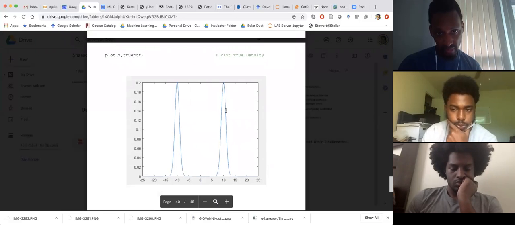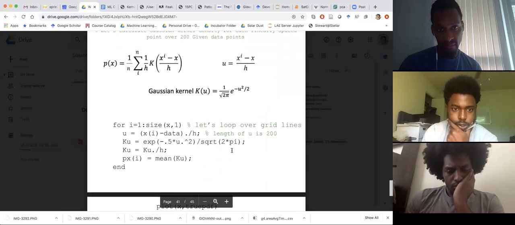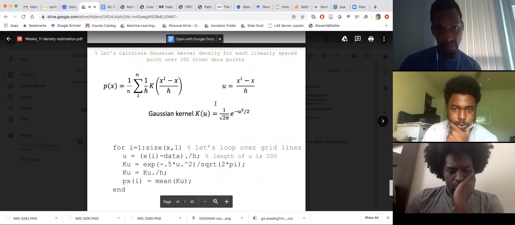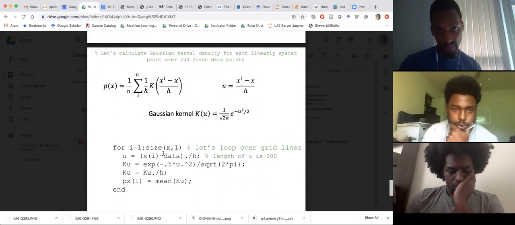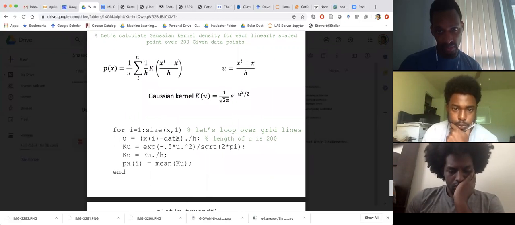This is the true probability density function. Oh, okay, yeah. Of the data. Yeah. But then they did a Gaussian kernel density. So this one isn't normal. They're using a Gaussian model for the kernel. Okay. They loop over 200, one size x of 1.